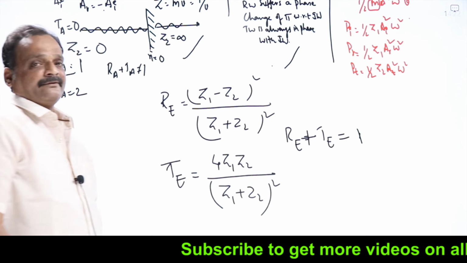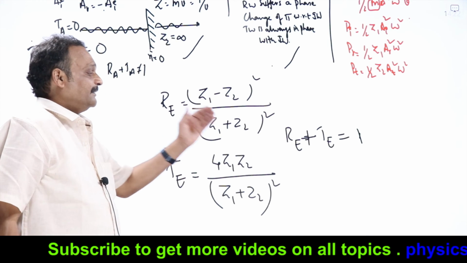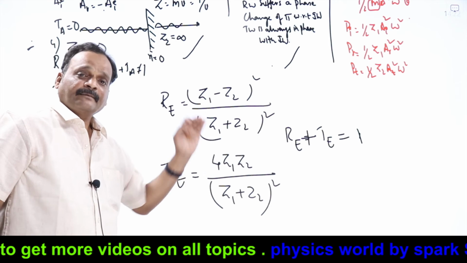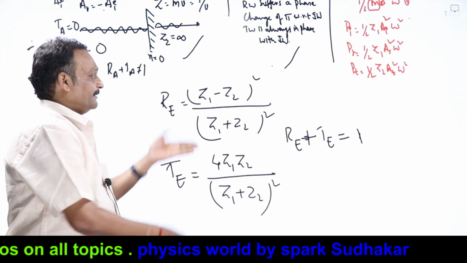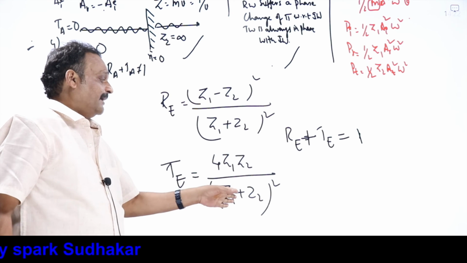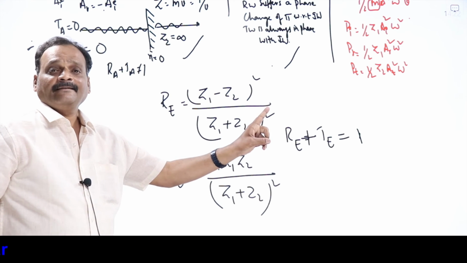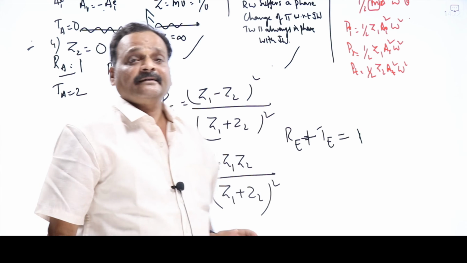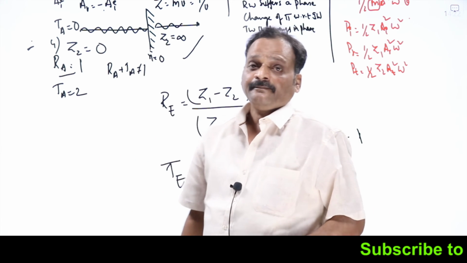Now there is no confusion here. RE plus TE must always be equal to 1. From the conservation of energy principle, we will get the same thing. Z1 plus Z2 whole square by Z1 plus Z2 whole square: if you add these two, it is nothing but 1.